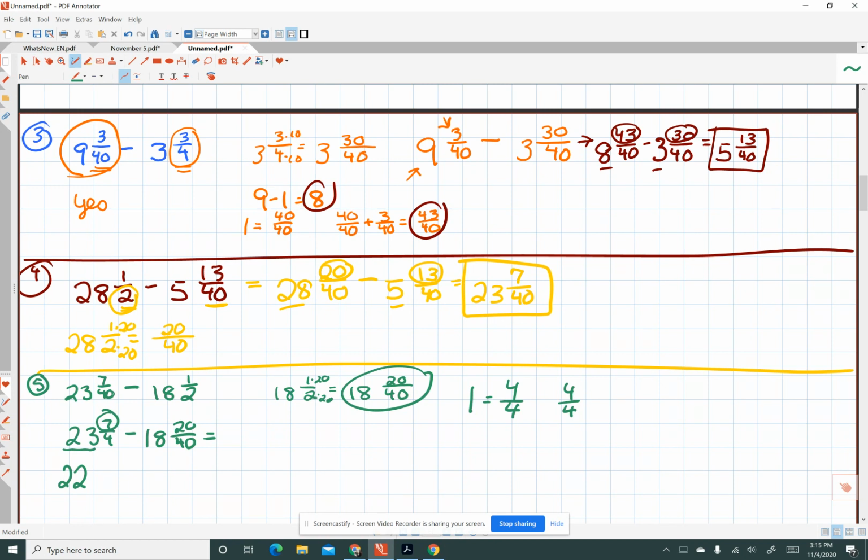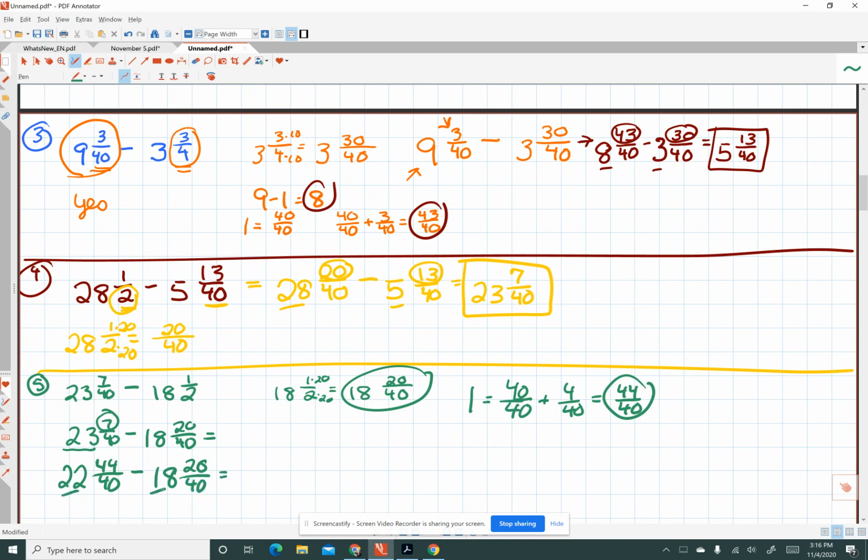Sorry, I'm in 40ths here. 40/40 is 1. We add that to the 7/40, which will give us 47/40. Okay, so this is going to be added to our 22. So we have 22 and 47/40 minus 18 and 20/40.